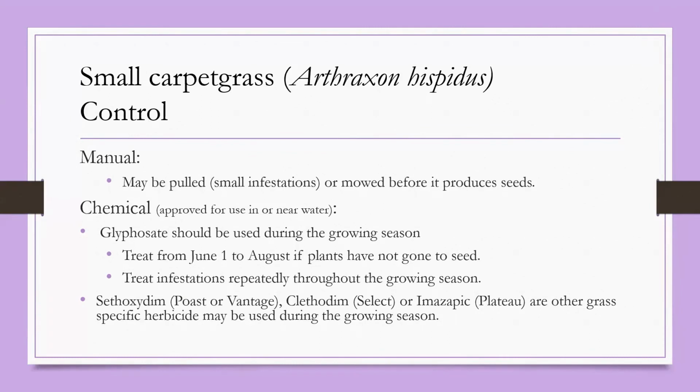So if you start treating early on June 1, you're going to have to continue to treat throughout the growing season, because as you treat, you kill part of it, new seed is going to be exposed and it's going to be able to grow through. So you can wait until later in the growing season, but do it before it starts to produce a seed head.